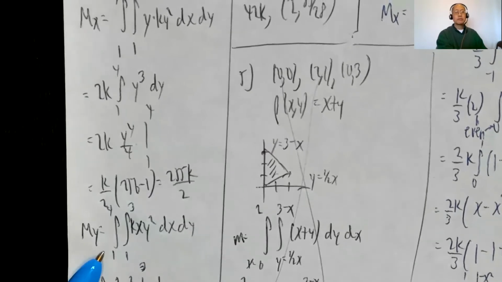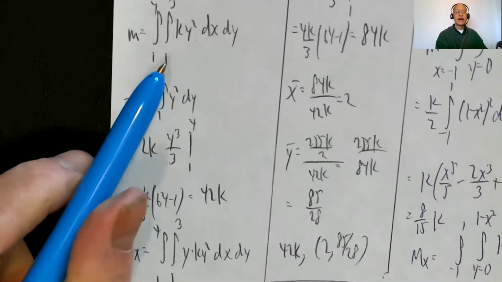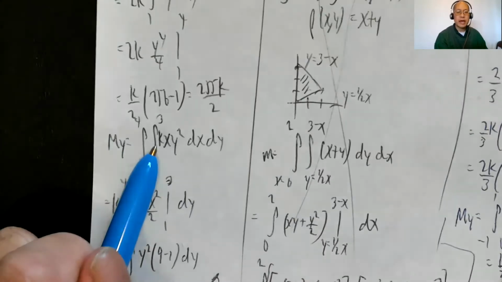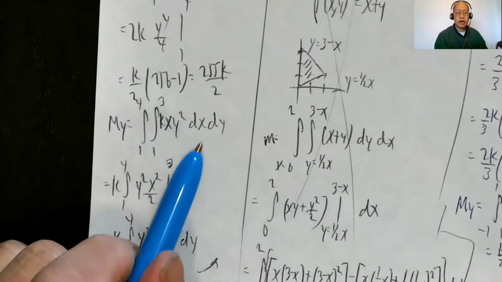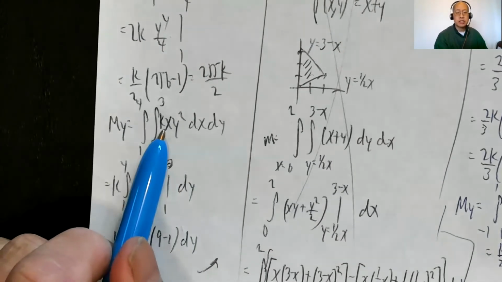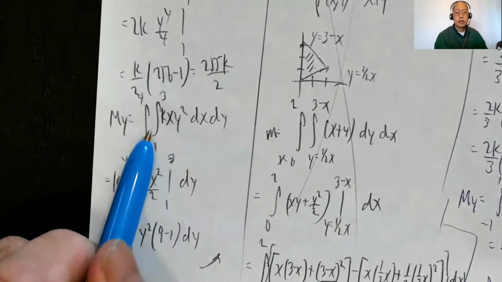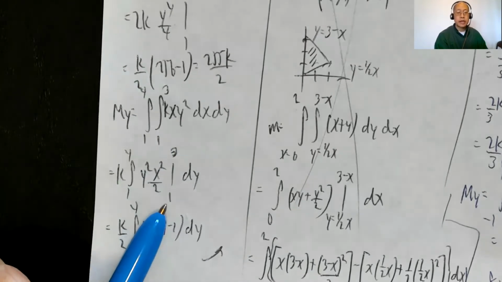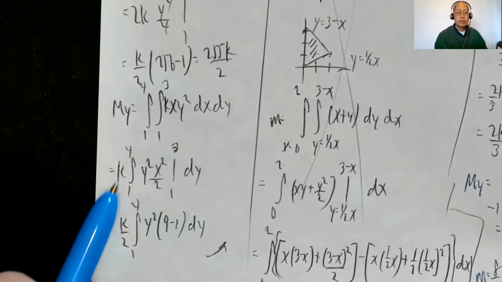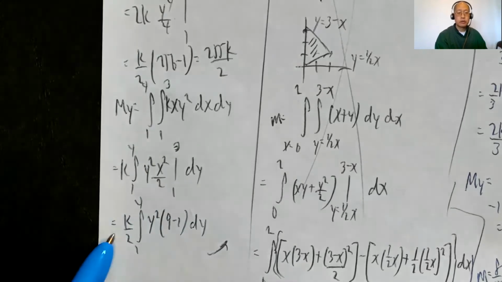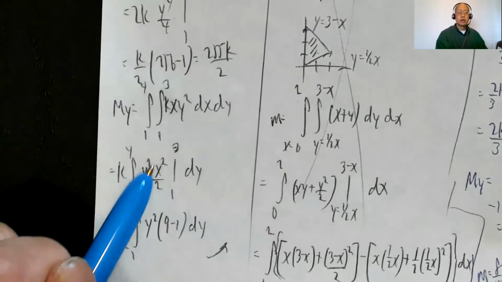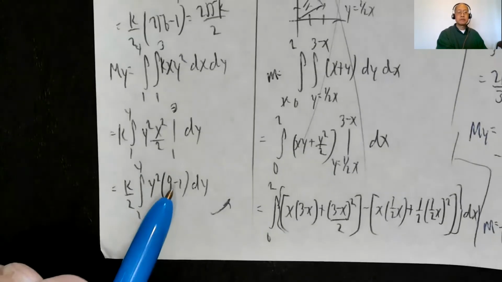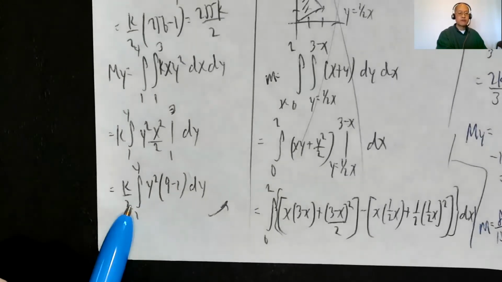M sub y, I multiplied the original density function by x. So integral from 1 to 4, 1 to 3, k x y squared dx dy. This one is not a constant as far as x is concerned. So the integral is k x squared over 2 y squared as x goes from 1 to 3. Take out the k over 2, leave the y squared alone. Plug in 3, you get 9. Plug in 1, you get 1. So that becomes 8. 8 divided by 2 is 4.